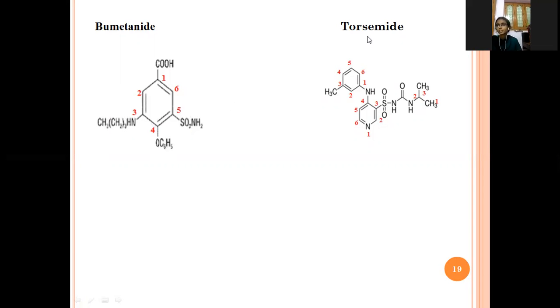Next drug is torsemide. In the first six-membered ring, in the third position the methyl group, and here the amide group is there. Here is the pyridine structure. In the second position of the pyridine, the sulfur group and the urea and the propyl structure are attached.